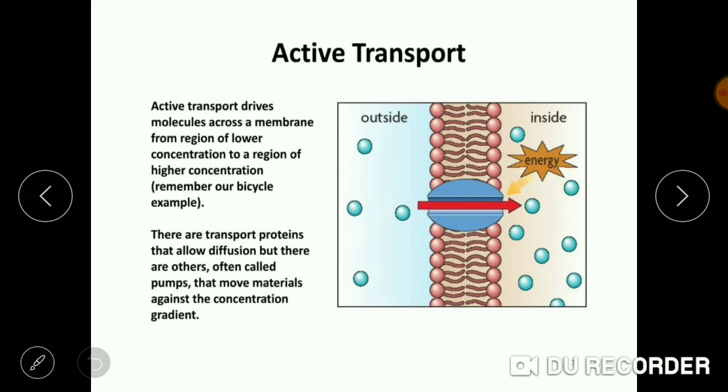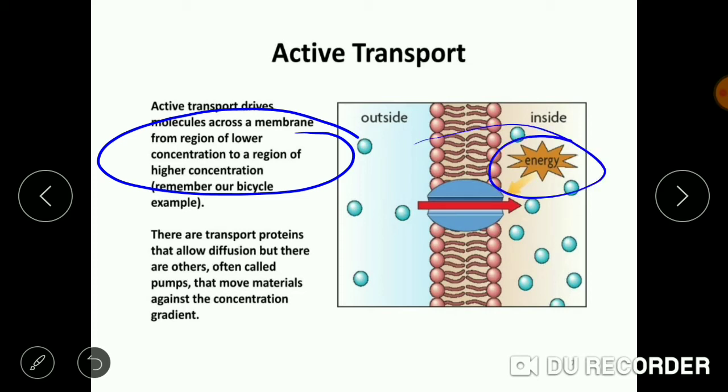Active transport is the movement of molecules across the membrane from the region of lower concentration to the region of higher concentration. Till now, in the process of osmosis and diffusion, we have been studying that the movement is from higher concentration to the lower concentration. But this active transport is against the concentration gradient, and the movement is taking place from the region of lower concentration to the higher concentration. How is this possible? This is possible by utilizing the energy in the form of ATP.